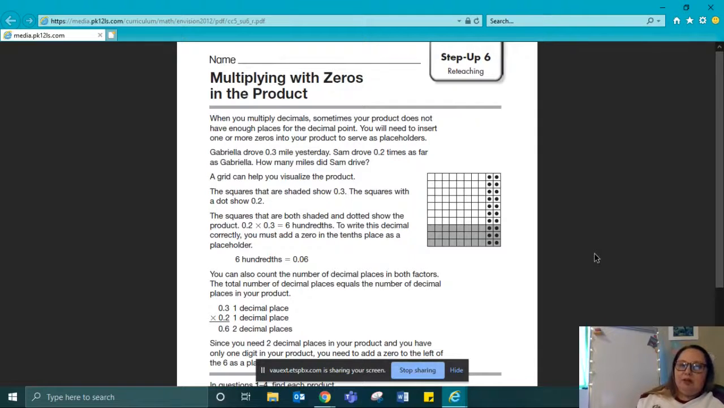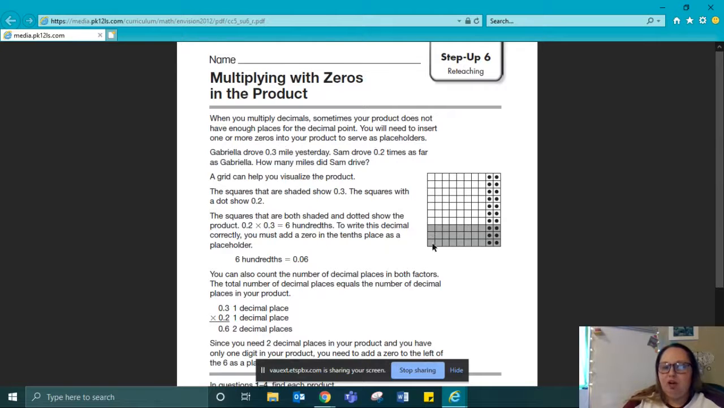So this says when you multiply decimals, sometimes your product does not have enough places for the decimal point. So you'll need to insert one or more zeros. A lot of you have already seen this today. It says Gabriella drove 3/10 of a mile yesterday and Sam drove 2/10 times as far. Remember that "as" means that we're going to be multiplying 3/10 by 2/10.